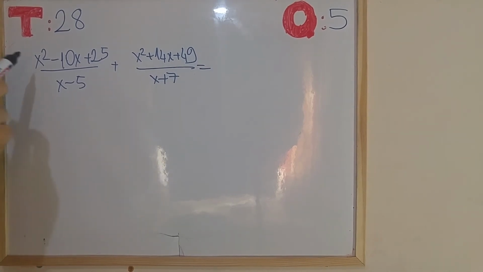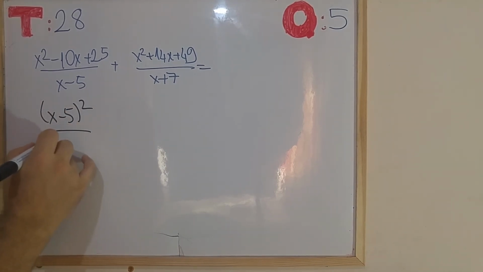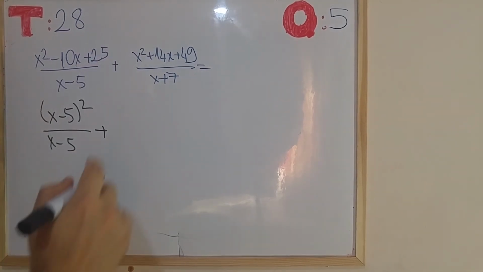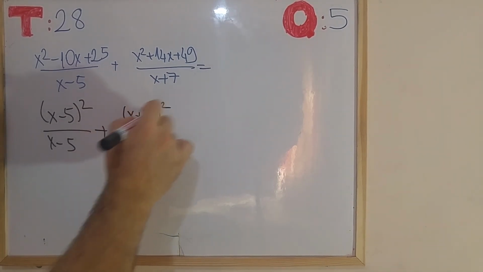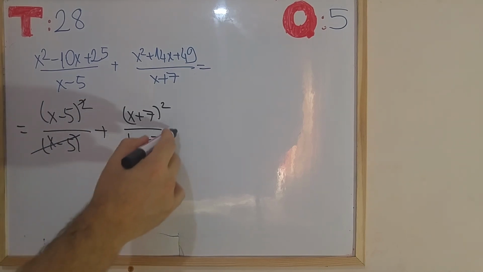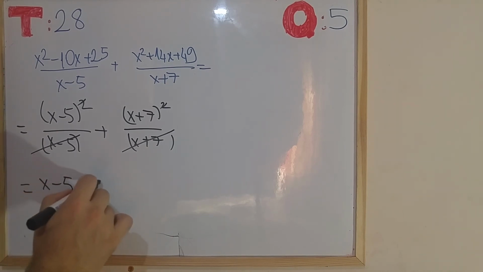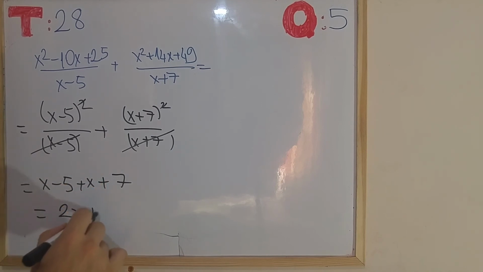Okay, we can see that x squared minus 10x plus 25 is actually equal to x minus 5 squared, divided by x minus 5, plus x squared plus 14x plus 49 is equal to x plus 7 squared divided by x plus 7. So what I need to do is just to simplify. This is gone, squared is gone, this is gone, squared is gone. So what I have is x minus 5 plus x plus 7, which makes 2x plus 2.